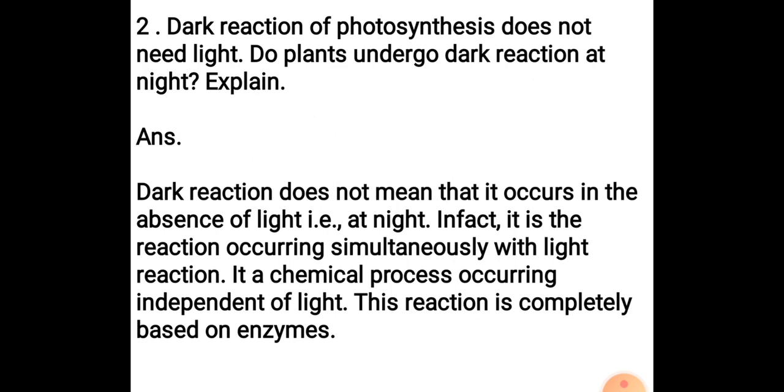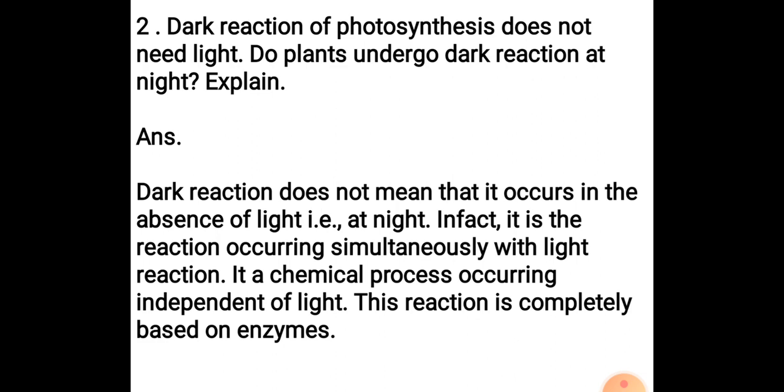Explain. Now, the first thing is that you should know the meaning of dark reaction and light reaction. We have already studied light reactions. They occur in the grana part of the chloroplast and they are light dependent reactions. Dark reactions occur in the stroma part and they are light independent reactions. Okay, you should not get confused by the name dark reaction. It doesn't mean that they require darkness. It only means that they are light independent. Means they can occur in light also or in the absence of light also. Just only this is the meaning. So dark reaction doesn't mean that it occurs in the absence of light, that is at night.